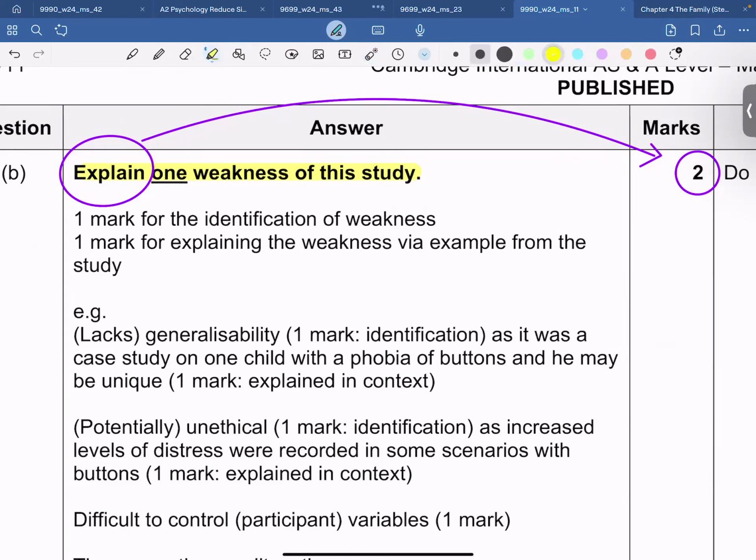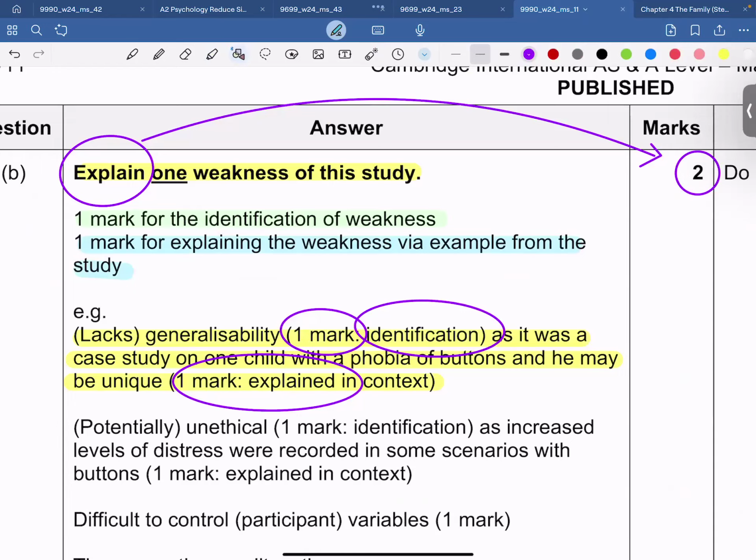If you talk about this 2 mark question, you get the first mark for identifying a weakness, and you get the second mark for explaining the weakness via an example from the study. So, this study lacks generalizability. You write that, you get the first mark, as it was a case study on one child with a phobia of buttons and he may be unique. Remember what is getting you the first mark and what is getting you the second mark: the first mark is for identification and the second mark is for explaining in the particular context.